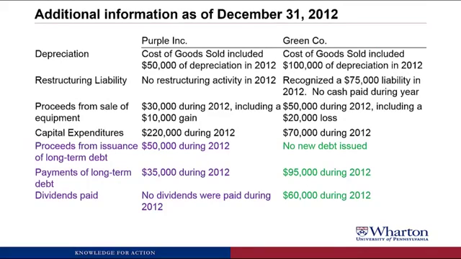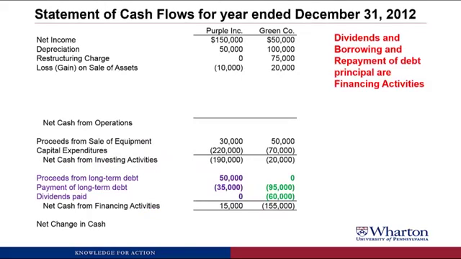Next, we have a number of financing activities that the two companies did during 2012. Purple received $50,000 proceeds from issuing long-term debt. They made $35,000 of payments on their long-term debt, and they didn't pay any dividends. Green did not issue any new debt. They paid back $95,000 of their existing long-term debt, and they paid $60,000 of dividends to their shareholders. These are all financing activities, so in the statement of cash flows, we just put a line item for each activity to show the proceeds and payment of long-term debt and the dividends paid for the two companies.